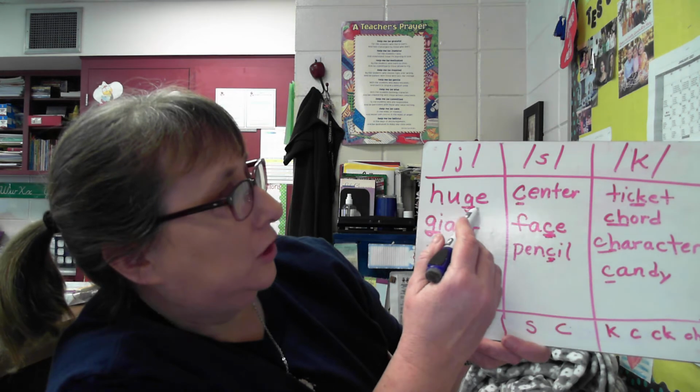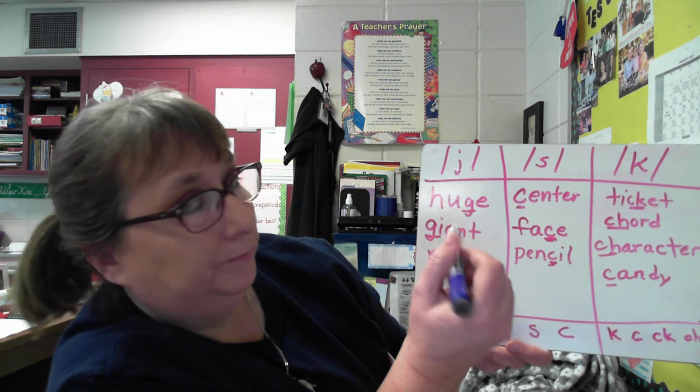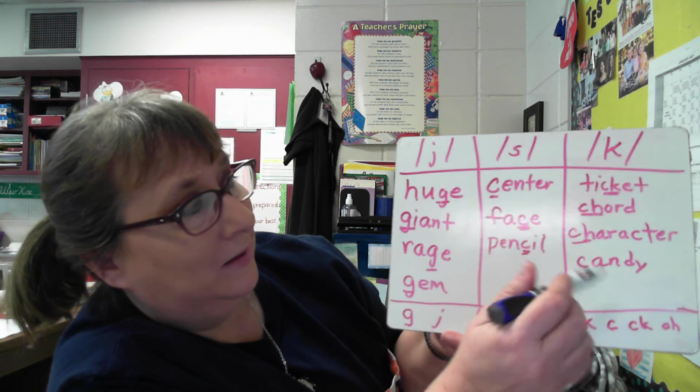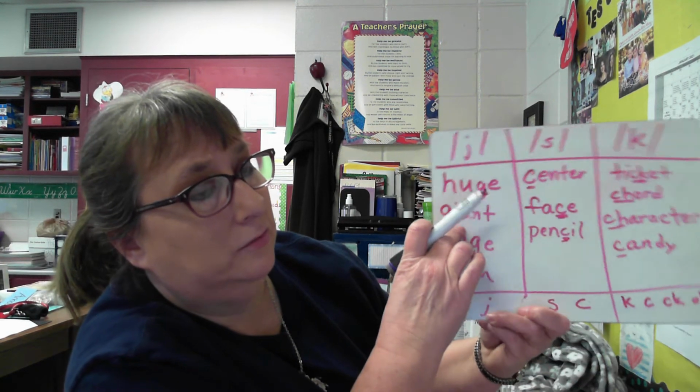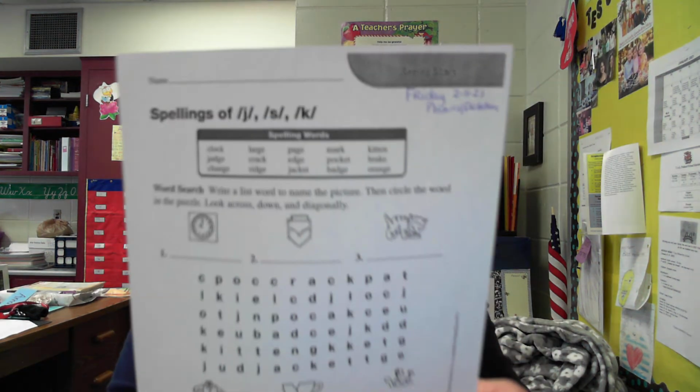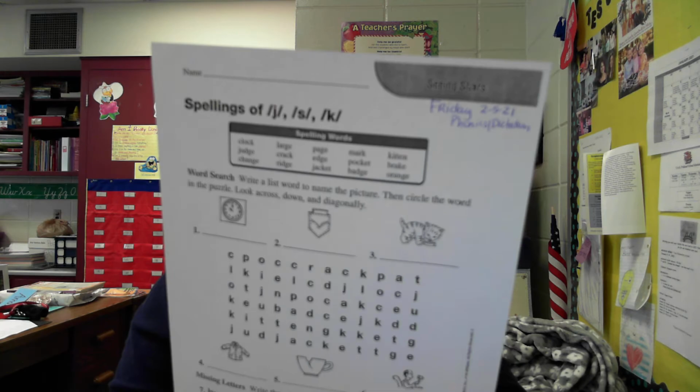All right, huge. Same thing with G. With the J sound, an E or an I follows it, okay? No rules for the K part, okay? So I want you to read on your website. It's called Singing, your decodable reader. It's a couple pages. Make sure when you get through reading it, you hit the check mark in that box so it doesn't say in progress. It says done. And you're also going to do this sheet that says spellings of J, S, and K.